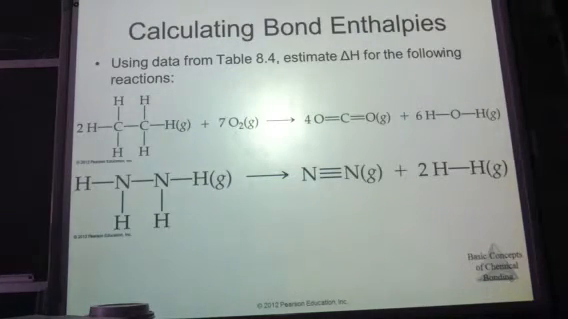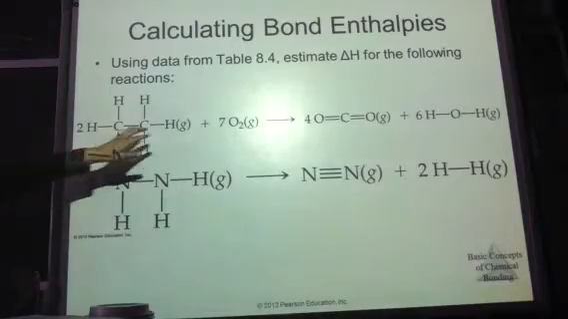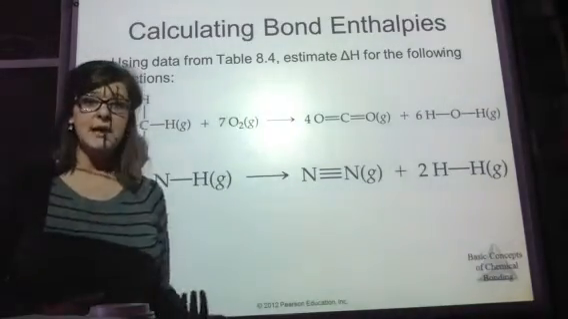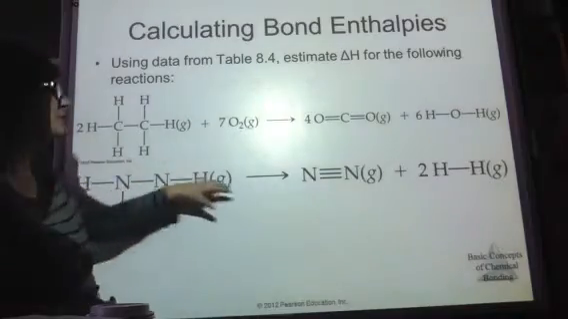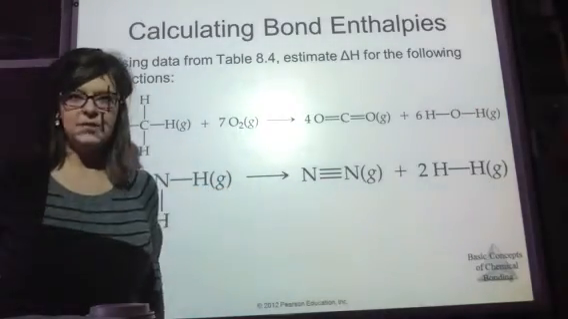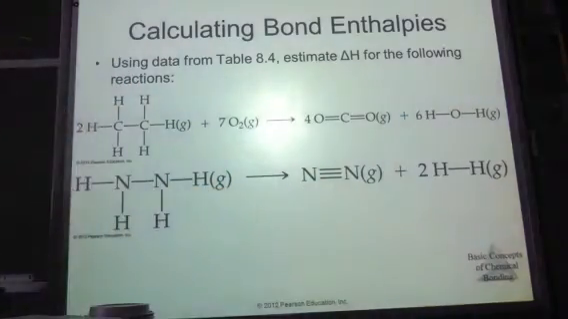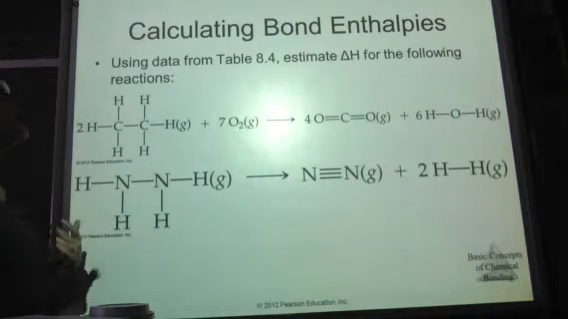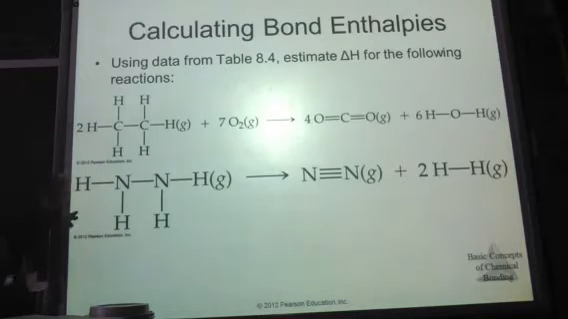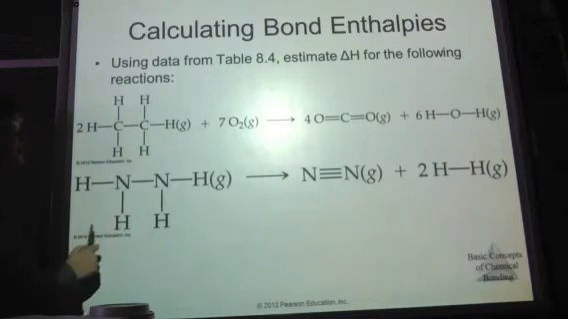Okay, now there's a couple different problems for using table 8.4, and you're going to have to use that table. So you can't just have one of these problems and not use the bond enthalpy table. If this were a test question, the AP test would give you the bond enthalpies that you need to figure this out. So I would like it if you would please try these two problems. I want you to calculate the delta H using those bond enthalpies. So do these two problems for me, and we're going to check them at the beginning of class on Monday.